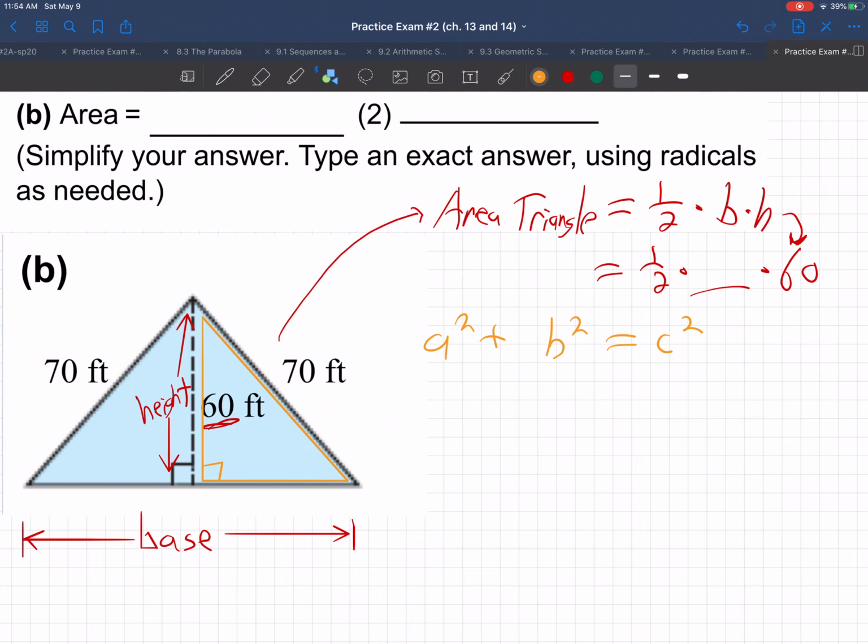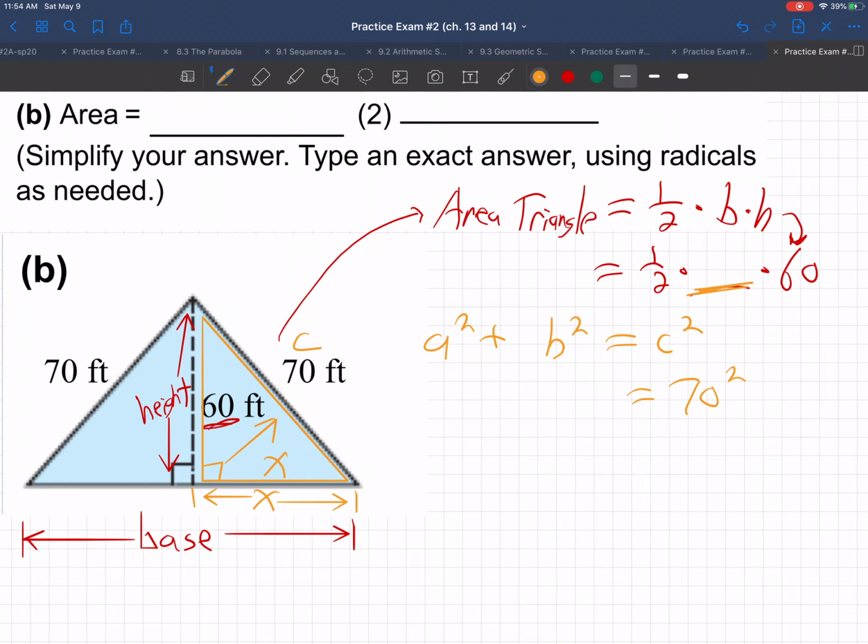Which one is c? C is always the one across from the right angle. This must be c, so the c is the 70. The a and the b are the other two. It doesn't really matter. Now, why don't I call this one x? Notice x, though, is half of the base, isn't it? X just goes from here to there. So x is half the base. So after we get x, we're going to have to double it to have the whole base, and then we'll bring it back here and plug it in for the base.